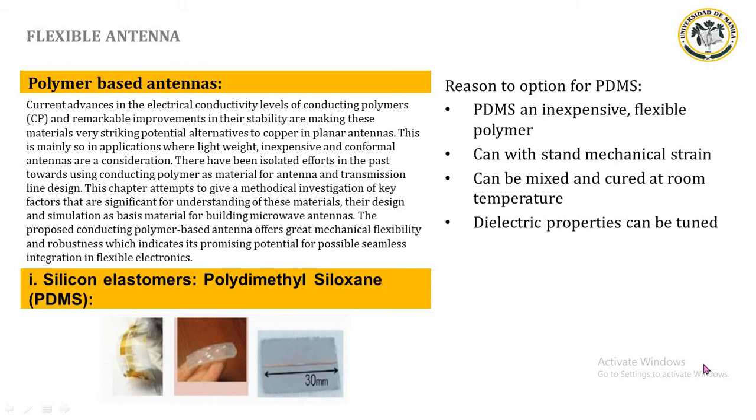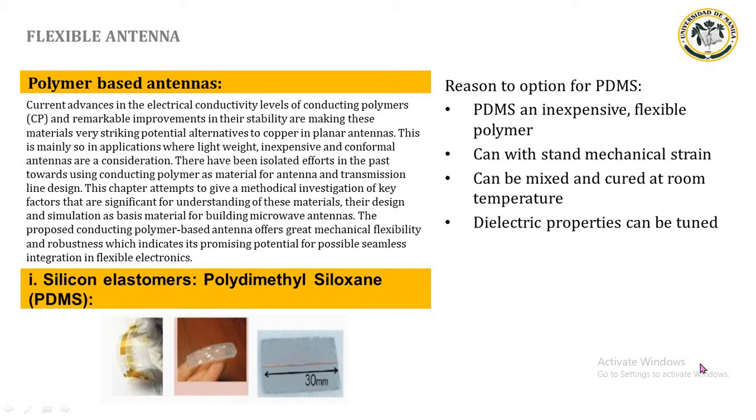This chapter attempts to give a methodical investigation of key factors that are significant for understanding of these materials, their design and simulation as basis materials for building microwave antennas. The proposed conducting polymer-based antennas offer great mechanical flexibility and robustness, which indicate their promising potential for possible seamless integration in flexible electronics.